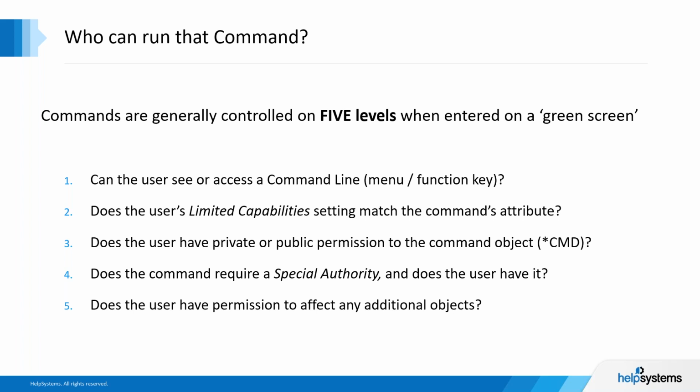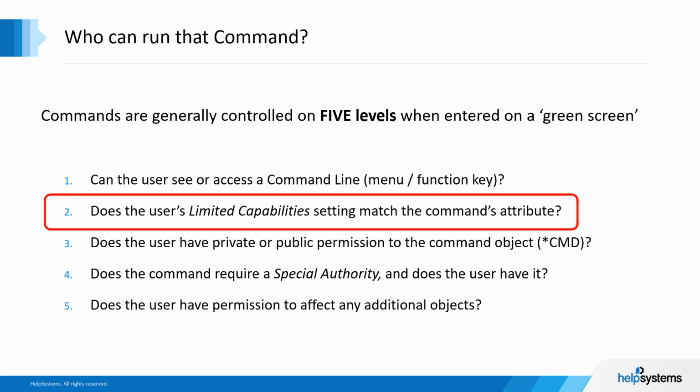And then lastly, does the user have permission to affect or impact additional objects? Now, this is a little bit optional because not all commands impact other objects. But for commands like clear physical file member, for example, not only do you need to be able to issue the command, but you need to have permission to the file you're trying to clear. So in this case that would also be a factor. It's important that we understand all 5 levels and how they interact with each other so that we can ensure that we have the correct level of control for the users with green screen access.